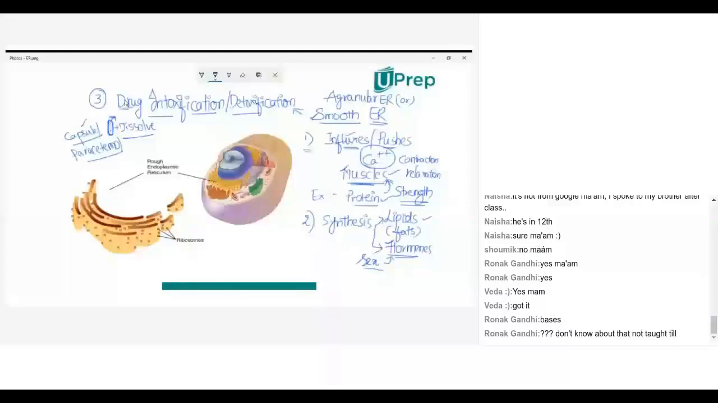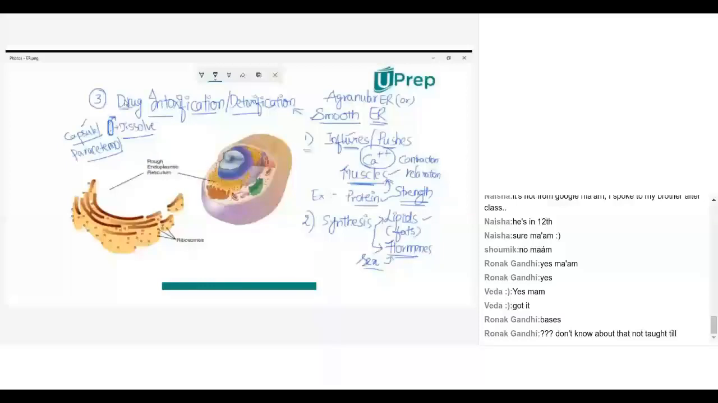Once the effect has been shown by the drug, either capsule or tablet, at a particular part, the side effect will be reduced because the smooth endoplasmic reticulum adds a hydroxyl group to the drug and increases its solubility, so that there won't be any side effect on other parts. This is the basic concept. Any doubt with that?